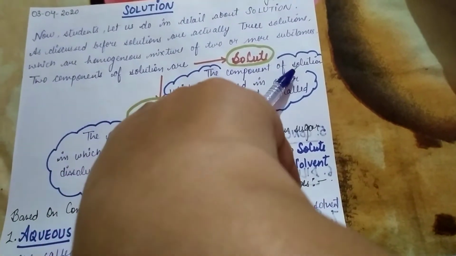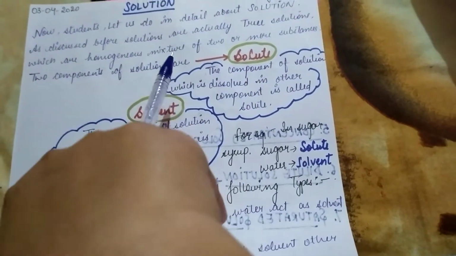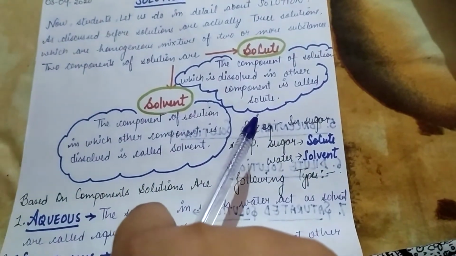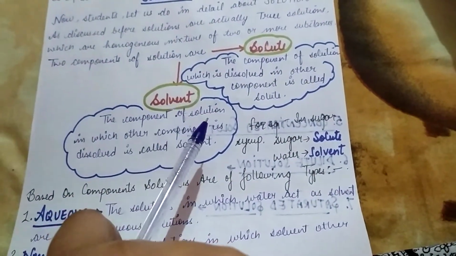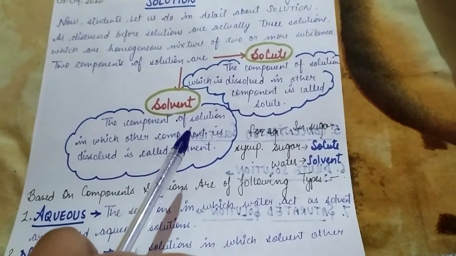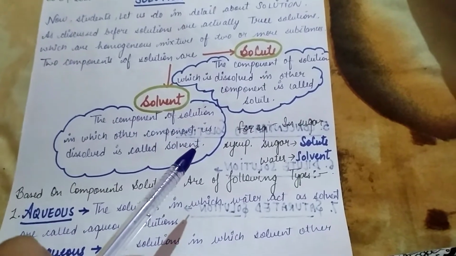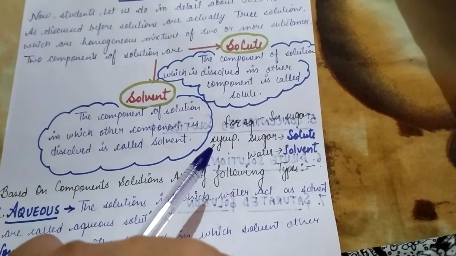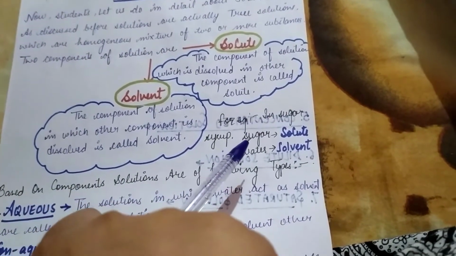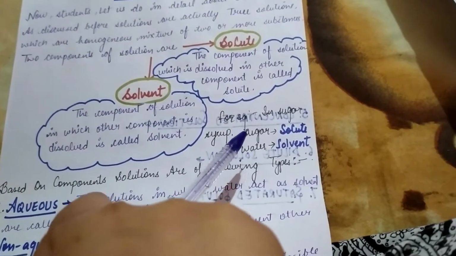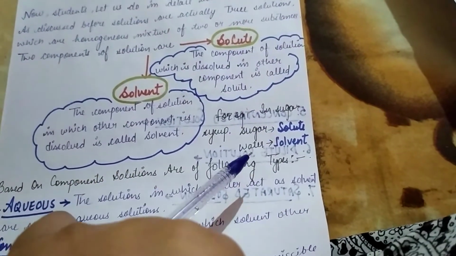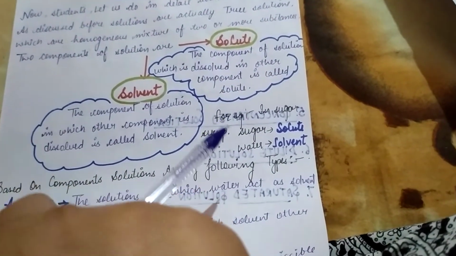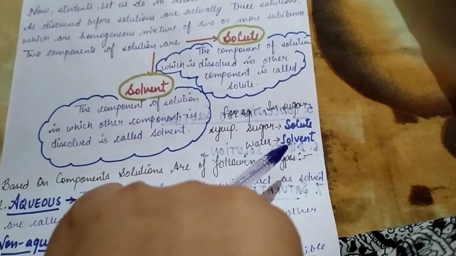The component of solution which is dissolved in other component is called solute, and the component of solution in which other component is dissolved is called solvent. For example, in sugar syrup, sugar is what you dissolve, so it is the solute, and water in which you dissolve the sugar is the solvent.